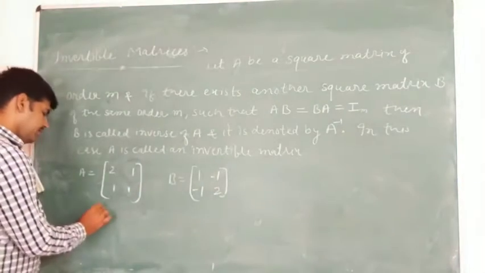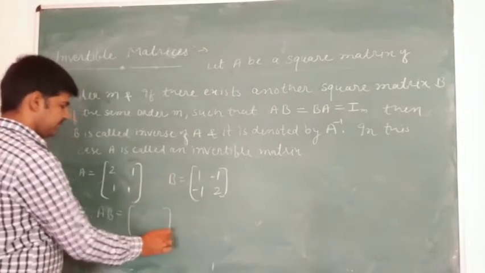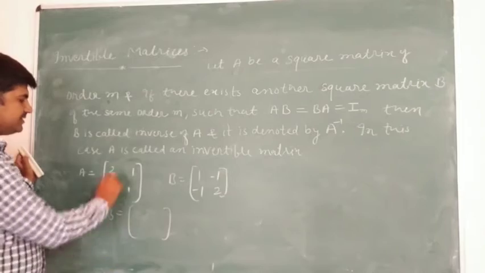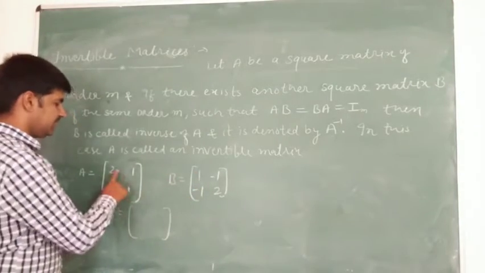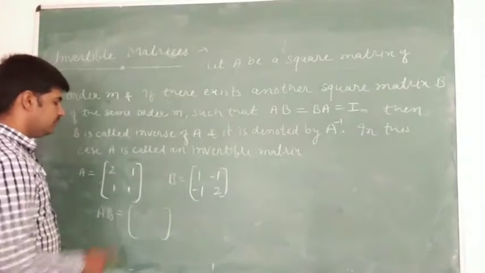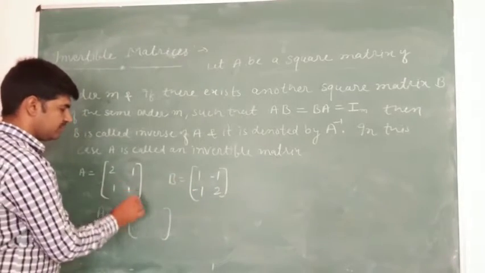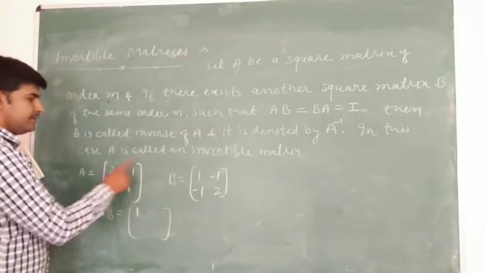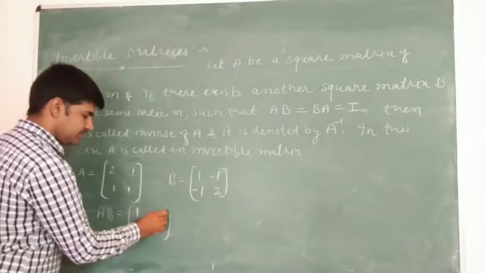If we find AB, just multiply both of the matrices. The first element: 2 multiplied by 1 is equal to 2, and 1 multiplied by minus 1 is equal to minus 1, so 2 minus 1 is equal to 1. Then 2 multiplied by minus 1 is equal to minus 2, plus 2, 0.